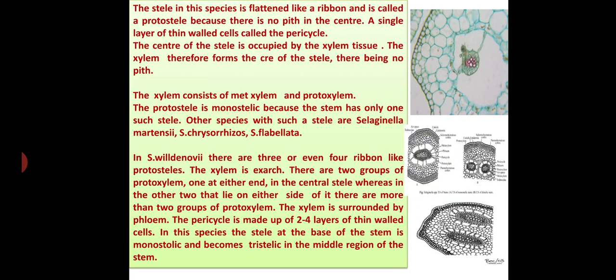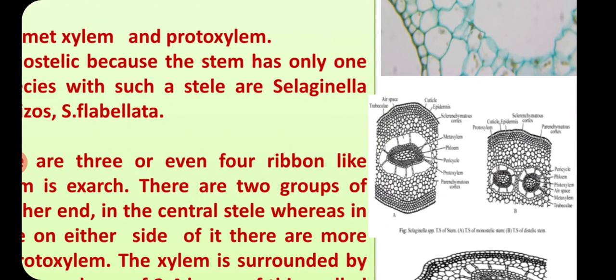Other species with such a stele are Selaginella martensii, Selaginella chrysocaulos and Selaginella flabellata. In Selaginella willdenowii, there are 3 or even 4 ribbon-like protosteles. The xylem is exarch. There are 2 groups of protoxylem, one at either end. In the central stele the outer two lie on either side of it. There are more than 2 groups of protoxylem. The xylem is surrounded by phloem. The pericycle is made up of 2 to 4 layers of thin-walled cells. In this species, the stele at the base of the stem is monostelic and becomes tristelic in the middle regions of the stem. See friends, this is the TS of Selaginella stem.